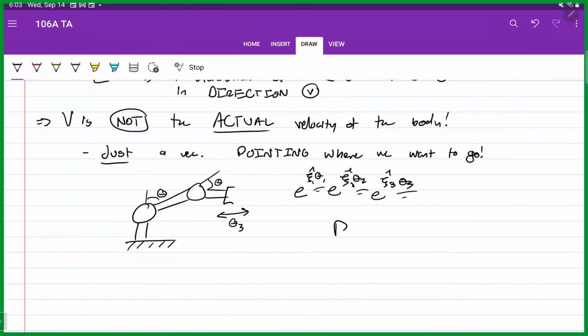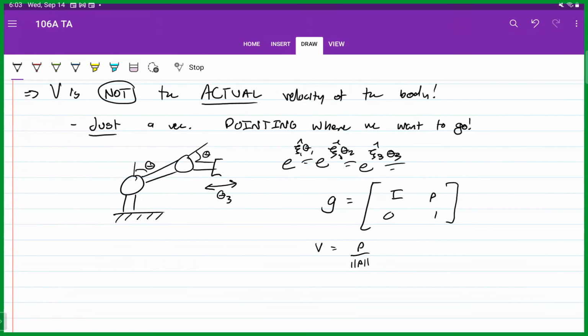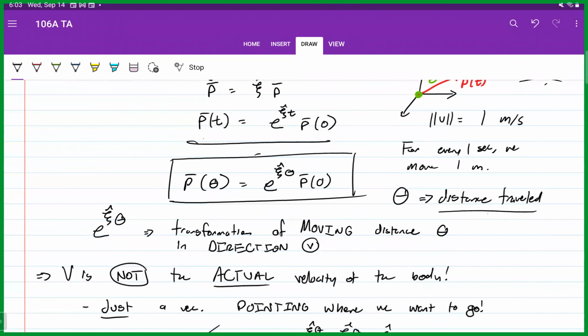So if we give a transformation like g equals R, p, 0, 1, and R is the identity matrix, it's a pure translation. We can actually figure out the v for the twist just by doing p over the magnitude of p. We'll talk about that a little bit later when we do screw motion, but you're exactly right. It's just pointing where we're going to be translating. We just need to make sure that it's a unit vector so we can get that scaling between time and distance traveled.